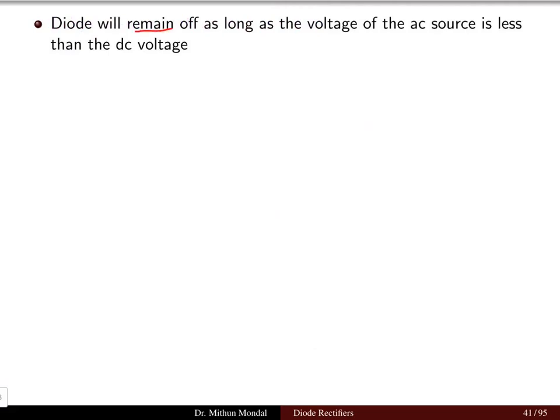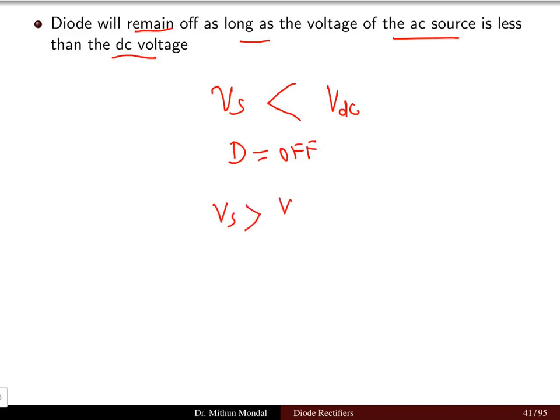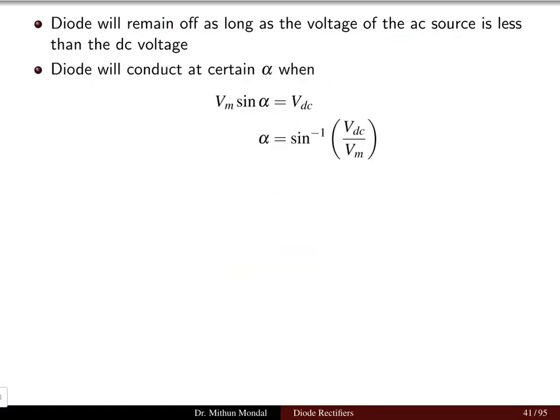So the diode will remain off as long as the voltage of the AC source is less than the DC source. So we have the source voltage and we have one DC source which is connected in the network. If the DC source is more than the source voltage Vs, then the diode will be off. So the diode will be on only when the source voltage is more than the DC voltage. So here the diode will be in the on state.